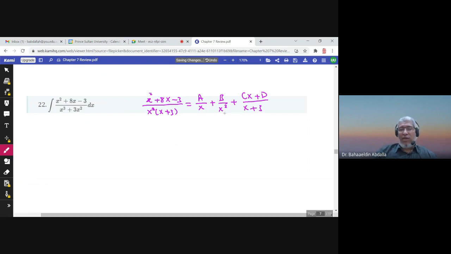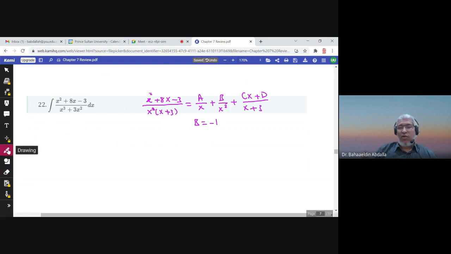And I can find b quickly here by replacing x by 0, but not in x squared. So I'll have 3 in the denominator and negative 3 in the numerator. So b is negative 1. That's the only coefficient I can find this way.